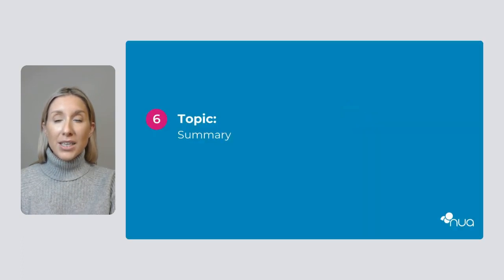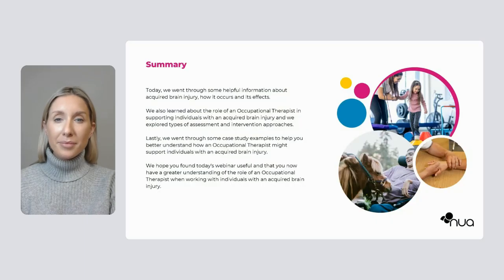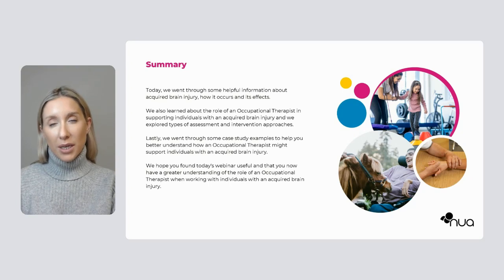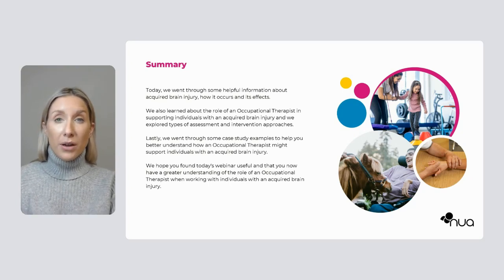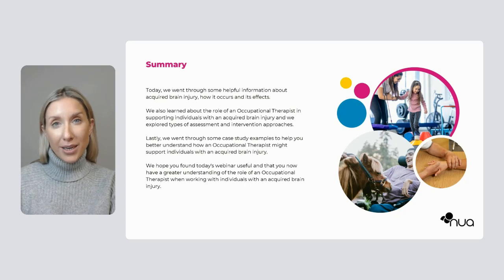Topic 6, summary. Today we went through some helpful information about acquired brain injury, how it occurs and its effects. We also learned about the role of the occupational therapist in supporting individuals with an acquired brain injury, and we explored types of assessment and intervention approaches. Lastly, we went through some case study examples to help you better understand how an occupational therapist might support individuals with an acquired brain injury. We hope you found today's webinar helpful and that you now have a greater understanding of how an occupational therapist can support an individual with an acquired brain injury.